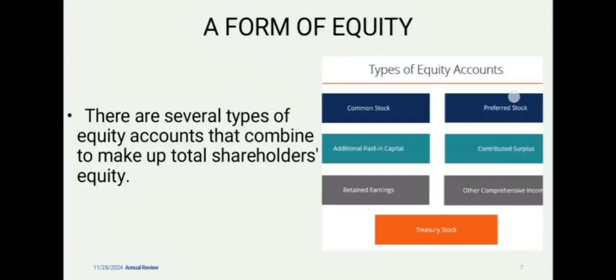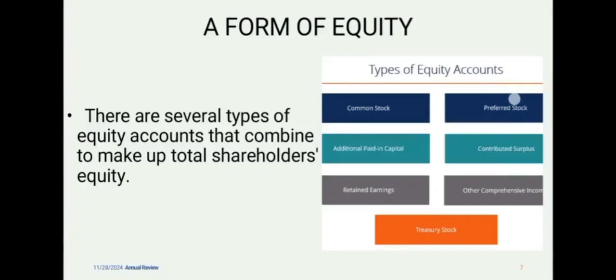Next is retained earnings. So this represents the portion of profits a company keeps to reinvest in its business and are a key component of shareholders' equity. Next is other comprehensive income. So other comprehensive income is a component of a company's equity that includes certain gains and losses that are not included in the net income but still affect the company's overall financial position.